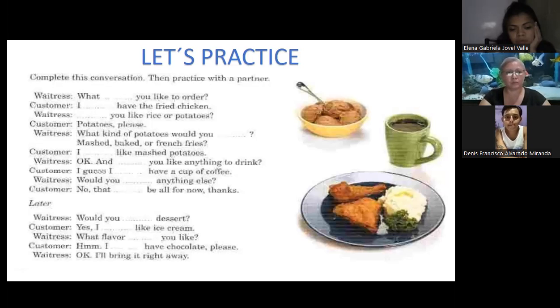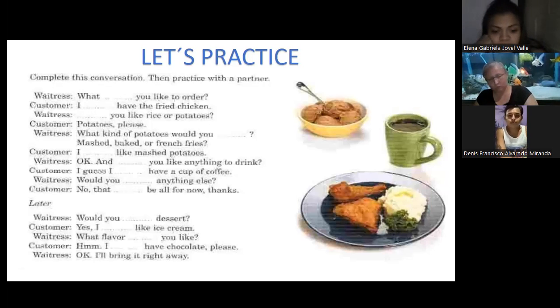No, that will be all for now. No, eso será todo o eso sería todo por ahora. Okay, that will be all for now. Eso sería todo por ahora, gracias. Eso sería todo. Entonces utilizaríamos el would. That will be all for now. Thanks. Y later, dice the waitress.